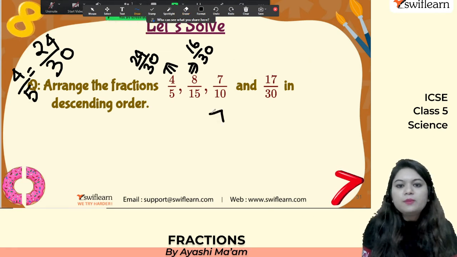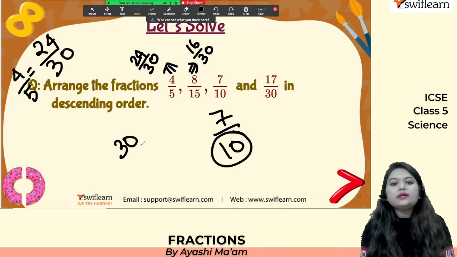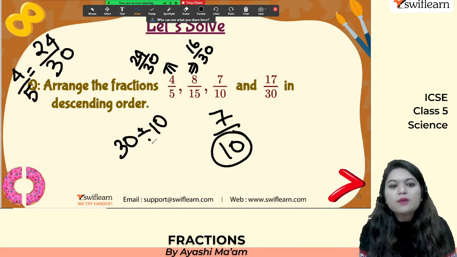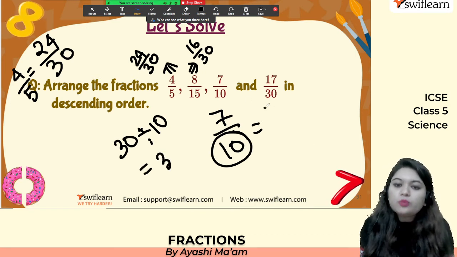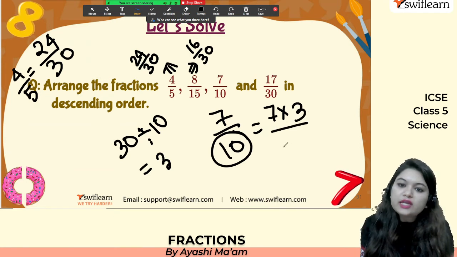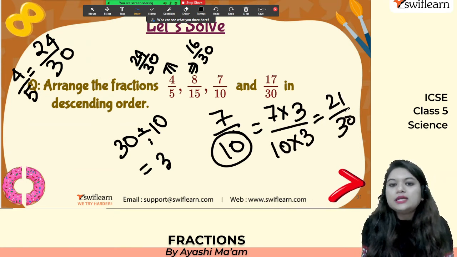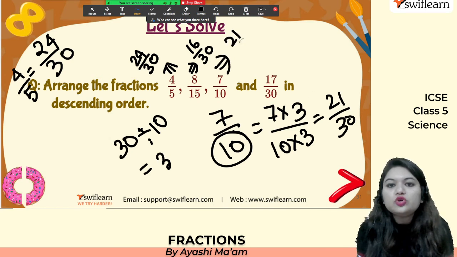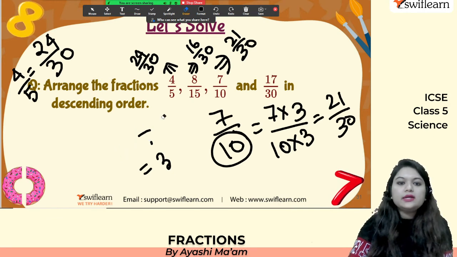Now, 7 by 10. So take the LCM 30 and what is the denominator? 10. So simply divide this LCM by this 10. So you will get 3. Okay. Now you multiply both the numerator and denominator by 3. So 7 into 3 divided by 10 into 3. What will you get? 21 by 30. So this has been converted into 21 by 30. 7 by 10 is 21 by 30.